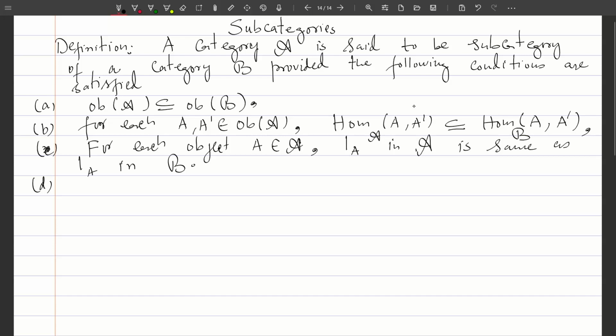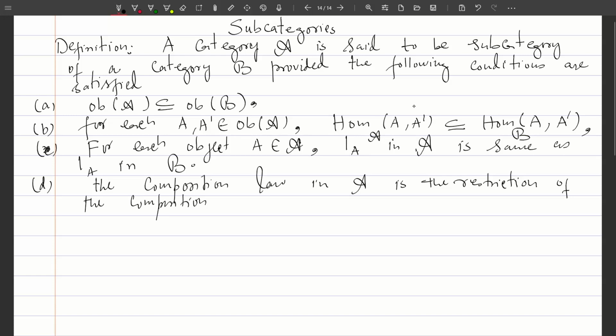And finally, the composition law in A is the restriction of the composition law in B to the morphisms in A. So if these conditions are satisfied, then we say A is a subcategory of B.